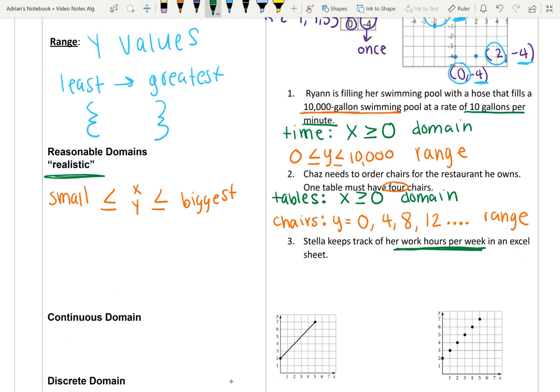And so if you remember what I did over here, if we want to say from 0 to 40, I'll put my smallest number, so 0, and then I put my symbol, and then I'll put X, and then I put that symbol again, and I put my biggest number, and that's going to be 40 hours.